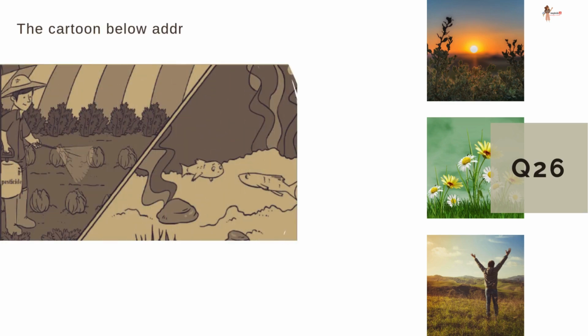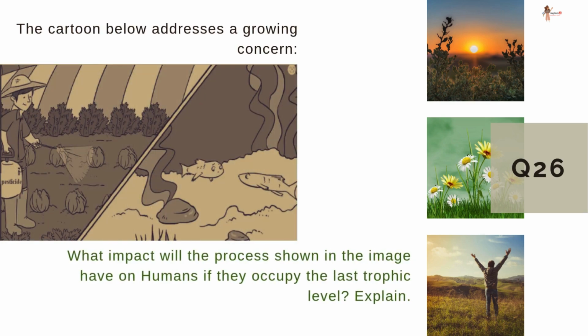The cartoon below addresses a growing concern. What impact will the process shown in the image have on humans if they occupy the last trophic level? Explain.